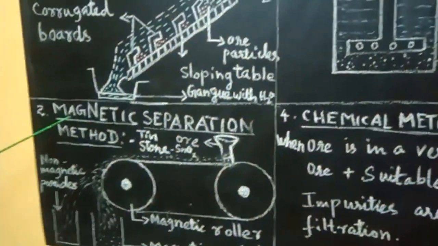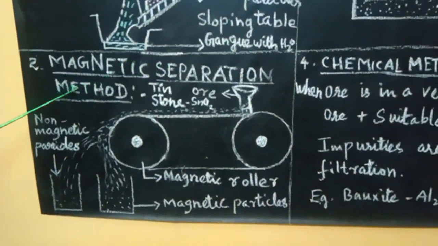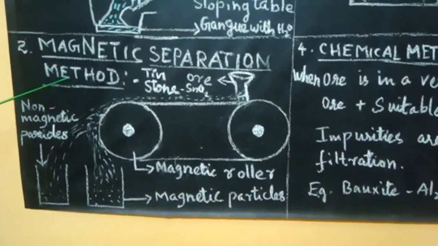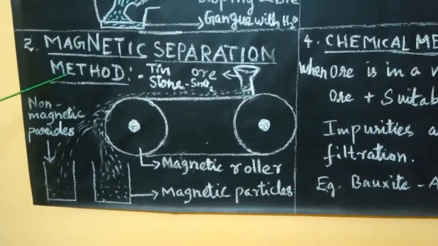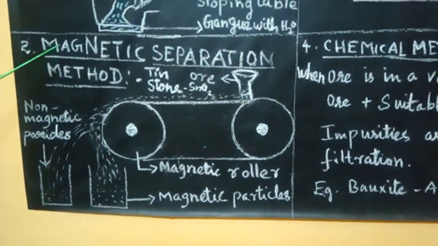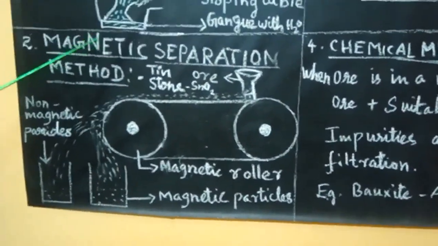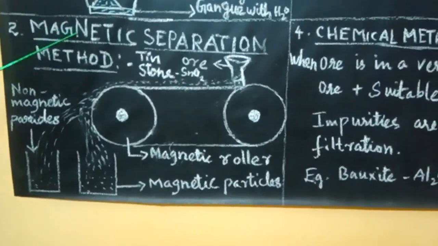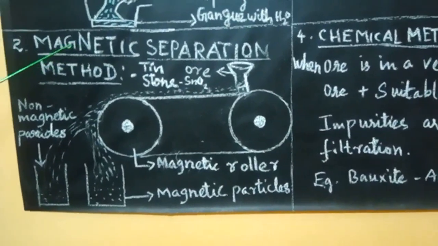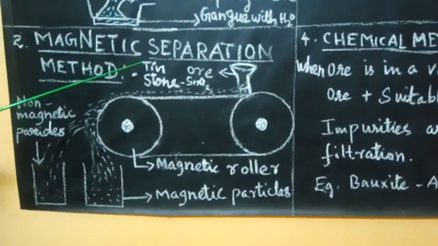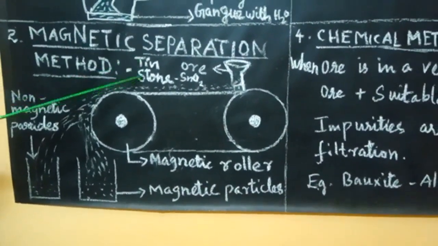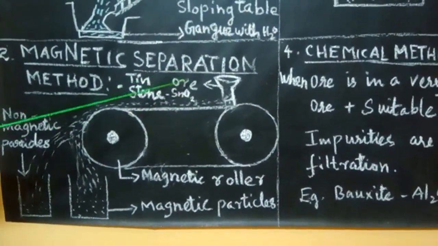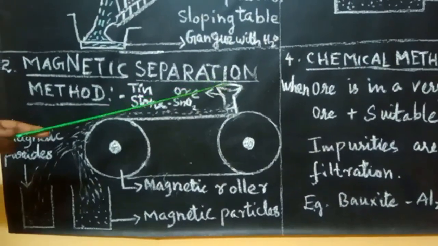Second one is the magnetic separation method. The magnetic properties of the ore form the basis of separation. When the ore or gangue is magnetic, we can apply this method. We can use this method to concentrate the ore. Here you can take the example tin stone. Formula is SnO2. So here the crushed powder form of ore is taken.